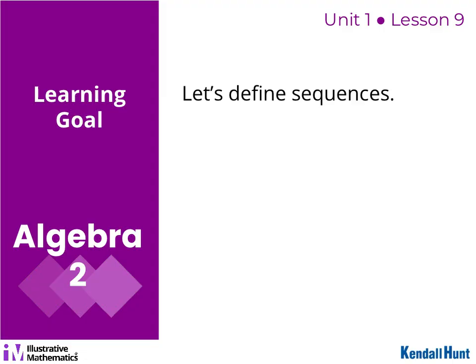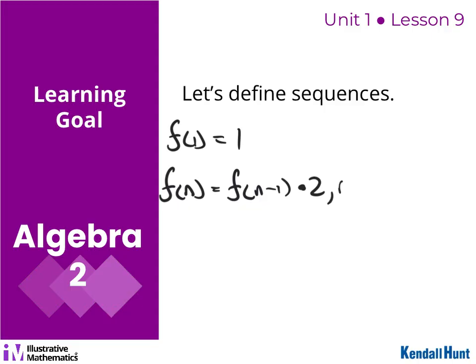So, refresher. Recursive sequence. You need all of these parts. You need the first term. You need your output. You need your previous term. You need your change. And you need the next term. If your first term is 1, your next term has to be 2. If your first term is 0, your next term has to be 1.